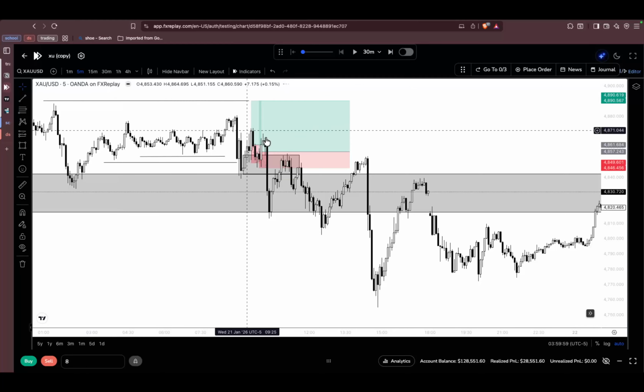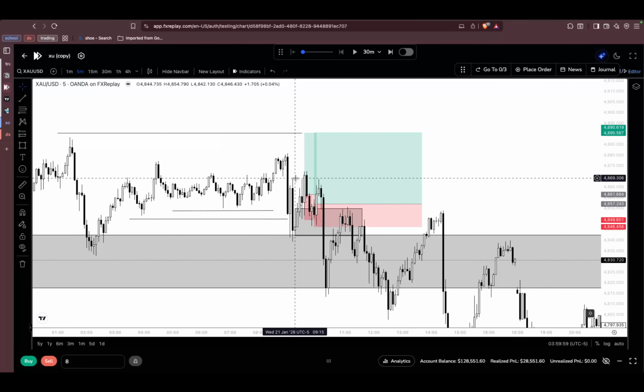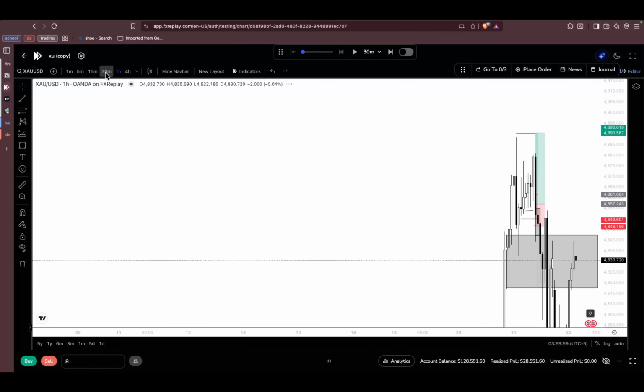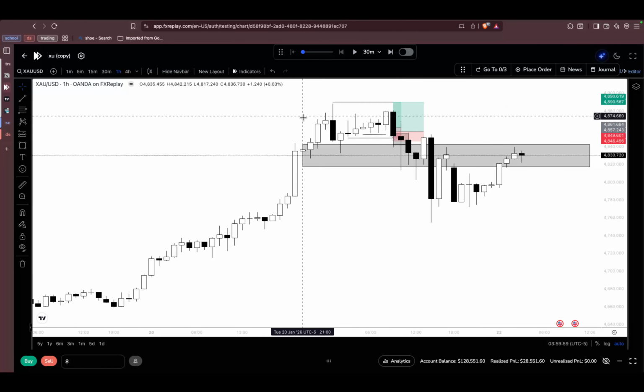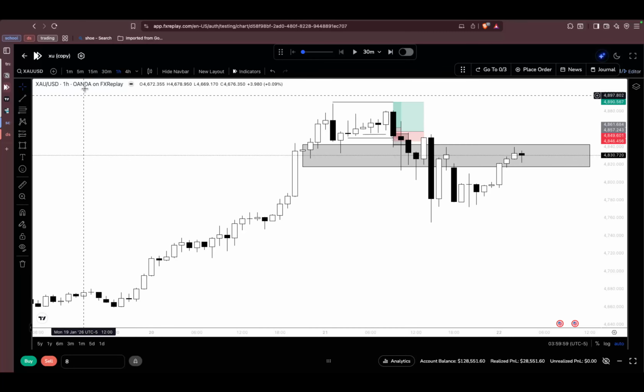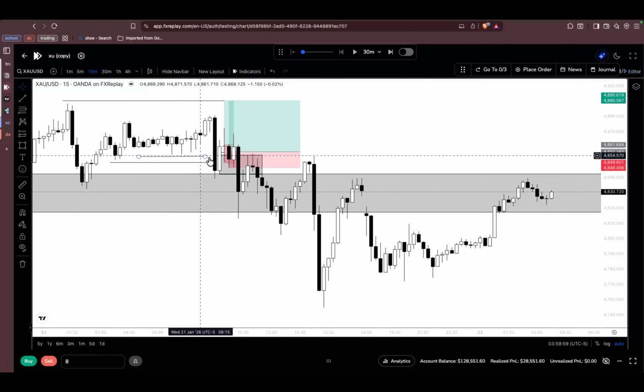I mean, we could have been looking for sells as well off of this, but really didn't align with the market structure, I'd say. Because on the higher time frame, I'm looking for buys, right? This is just bullish market structure. We swept liquidity already.